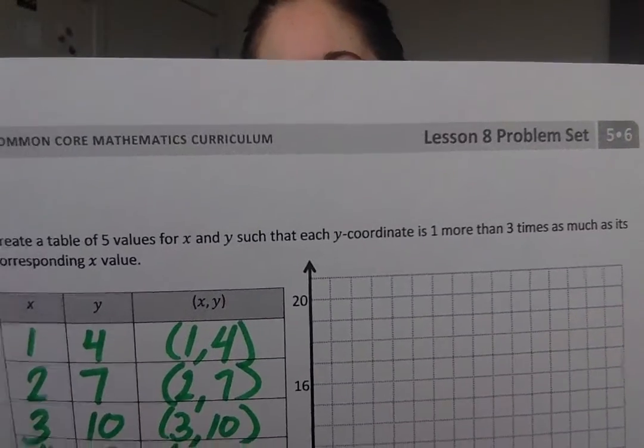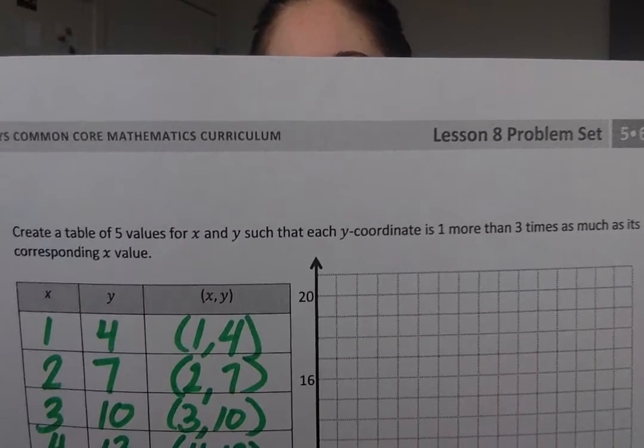And finally, 5 is 3 times as much, which is 15, plus 1 is 16.